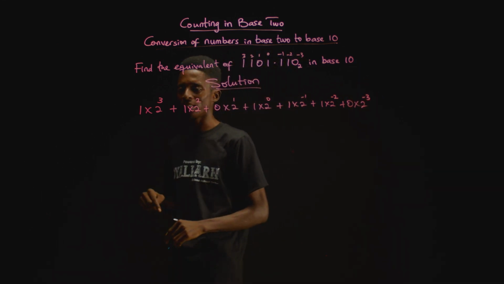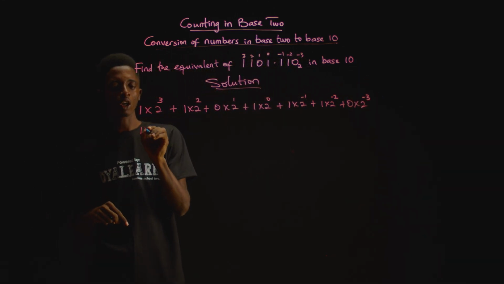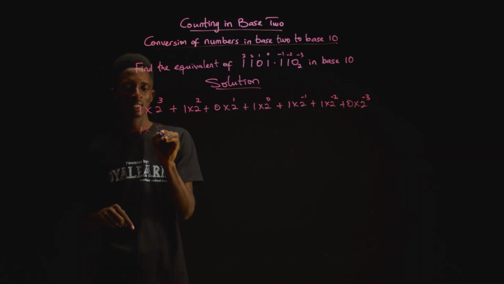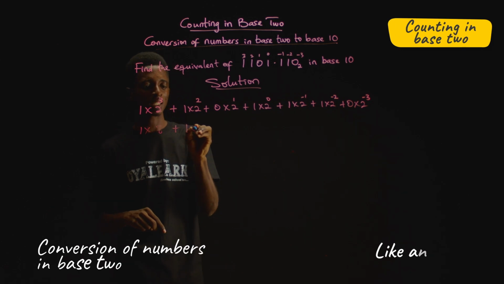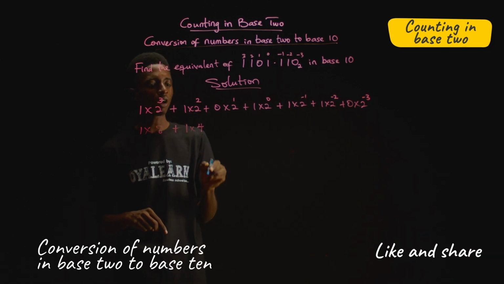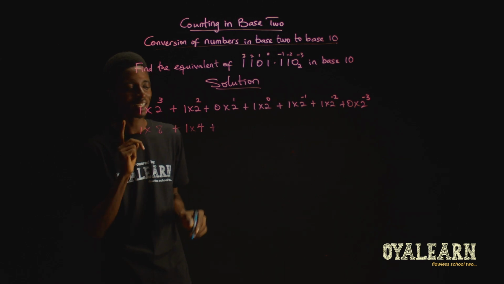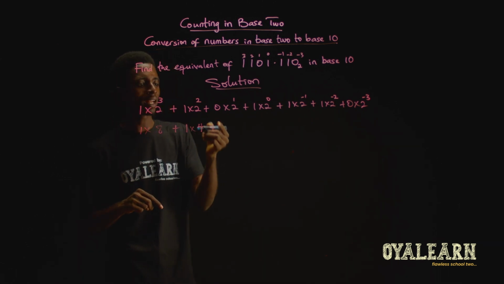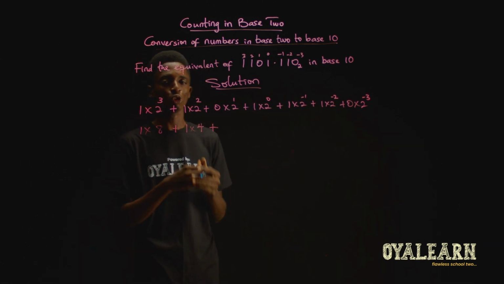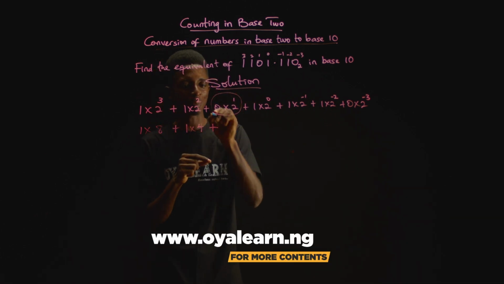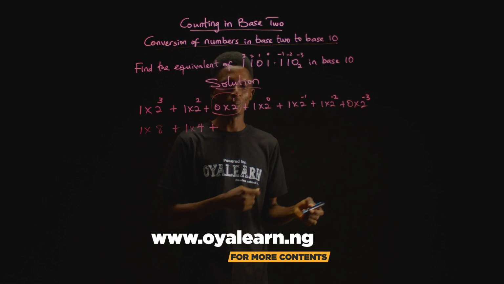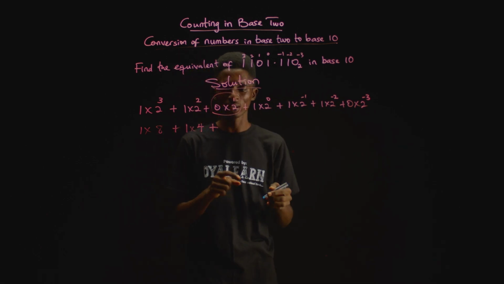Now let's simplify this. That is, we have 1 multiplied by 2 cubed, which is 8. Plus 1 times 2 squared, which is 4. Plus, now here's the useful hack. Whenever you have 0 multiplied by a number, you know you will obviously get 0. So we can always skip those that have 0 multiplied by the power of the base. Now let's move to the next one that we have here.